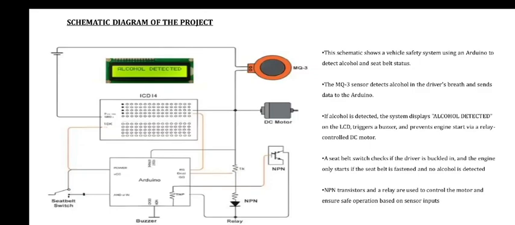Schematic diagram of the project. Here is the full schematic of our project. The MQ3 sensor sends analog data to the Arduino A0 pin. The seatbelt switch, modeled as a push button, connects to digital pin D2. If alcohol is detected, the system immediately disables the motor, turns on the buzzer and displays "alcohol detected" on the LCD. Transistors are used to safely switch the motor based on the Arduino output.